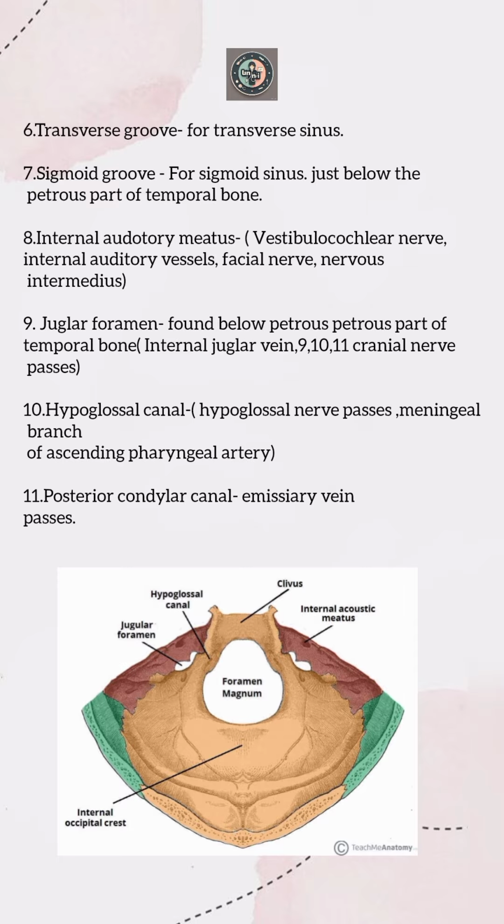Then is the jugular foramen, which is a very important foramen, and it is present below the petrous part of the temporal bone, which contains the internal jugular vein and the 9th, 10th and 11th cranial nerves. Then the hypoglossal canal, through which the hypoglossal nerve passes, and the meningeal branch of the ascending pharyngeal artery. Then there is the posterior condylar canal, through which the emissary vein passes.